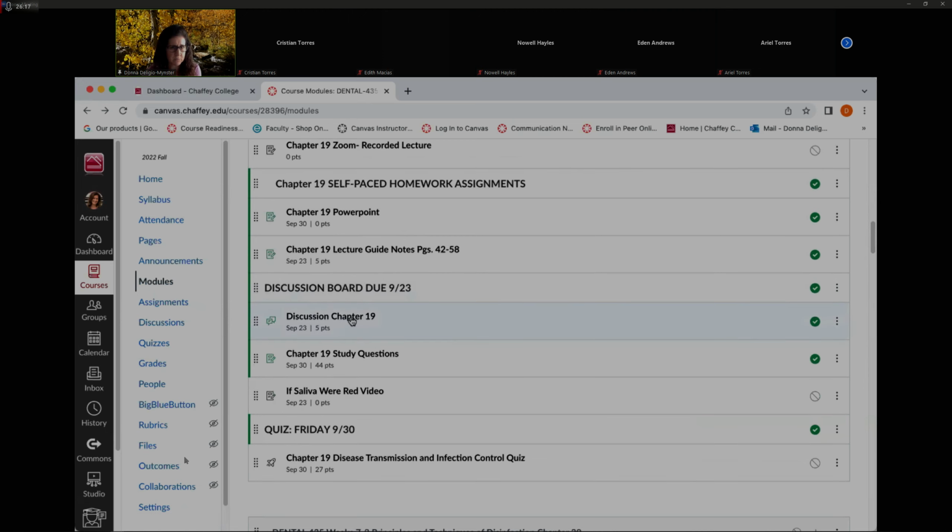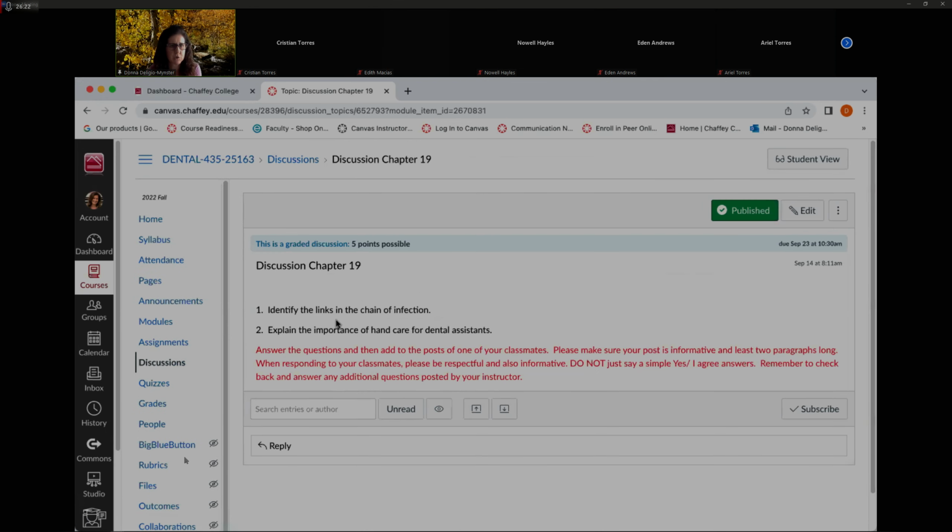And then you have your discussion board, chapter 19. Make sure you identify the links in the chain of infection. Don't just tell me what they are, tell me what they do as well. And then explain the importance of hand care for dental assistants. Make sure you answer both questions. If you're the first one, you'll need to check back and see if a classmate has responded, and then be respectful and respond to your classmate. So there are 2 steps in the discussion to get the total 5 points: answer the questions and then respond to a classmate.